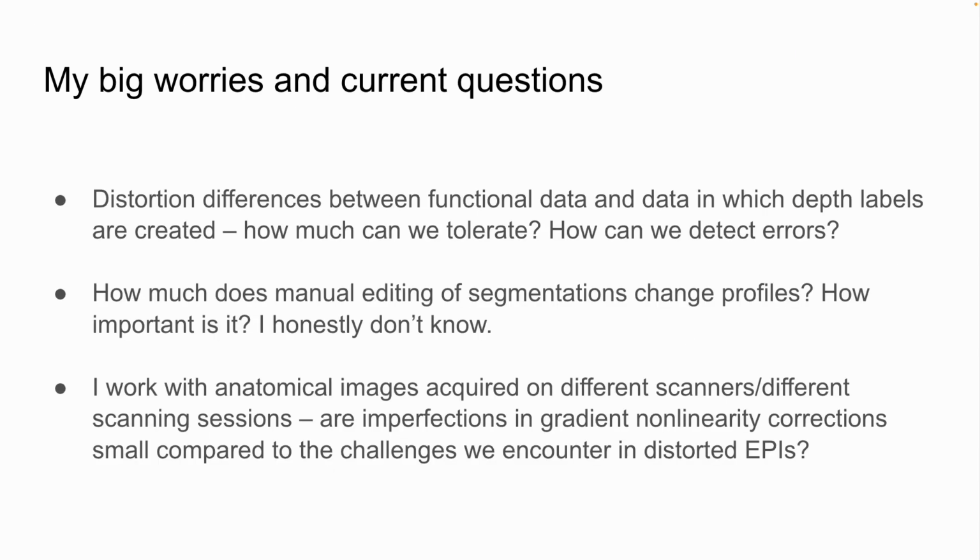So here's me articulating my current worries and then my current weaknesses. You can read them as well as I. I do distortion compensation. Is my distortion compensation good enough? Am I actually compensating for distortion? Where's my ground truth after I compensate the distortion in my functional data? Is it actually shaped like my anatomical data?